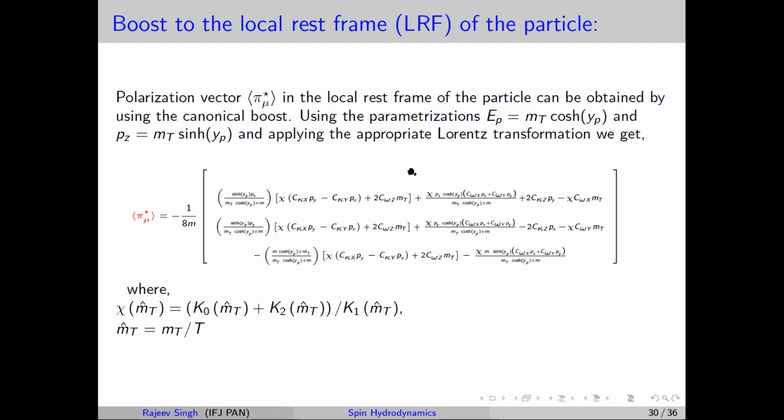So if I plot these three components, pi star 1, pi star 2, pi star z, then this will give us the plot for the average spin polarization, and pi star 3 or pi star z will give us the longitudinal spin polarization of the particle, which is the main goal for us, to match with the experimental data.